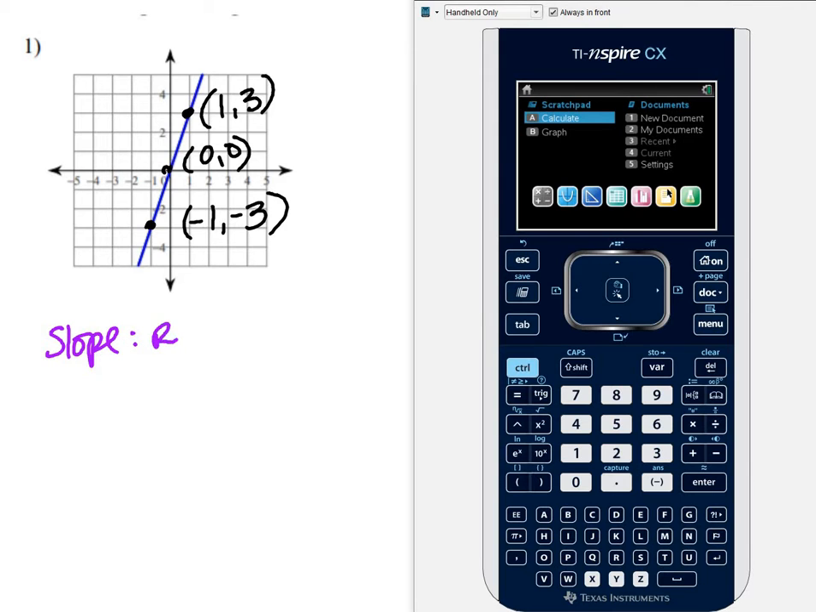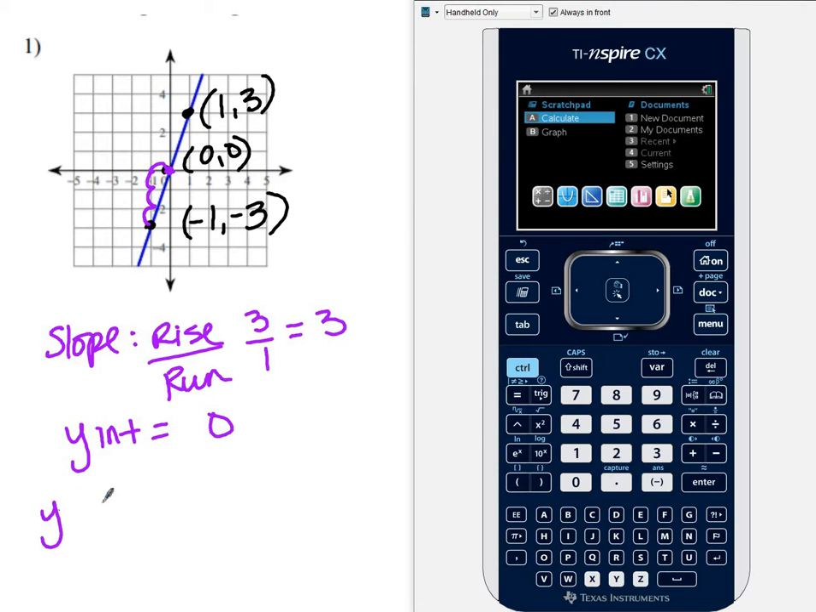I need my rise over run. And so when I'm looking at this, I'm going to go up 3 and over 1. So I know my slope is going to be 3. My y-intercept is going to be 0. And so remember, when you write your equation, it should be y is equal to mx plus b. This is my m. And so y is equal to 3x plus 0, or just y equals 3x.